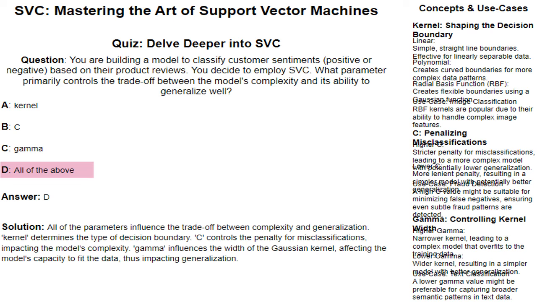Polynomial creates curved boundaries for more complex data patterns. It allows for nonlinear decision boundaries. Classifying handwritten digits where patterns are complex and not linearly separable. For example, differentiating between handwritten digits 4 and 9, which can be similar in shape.